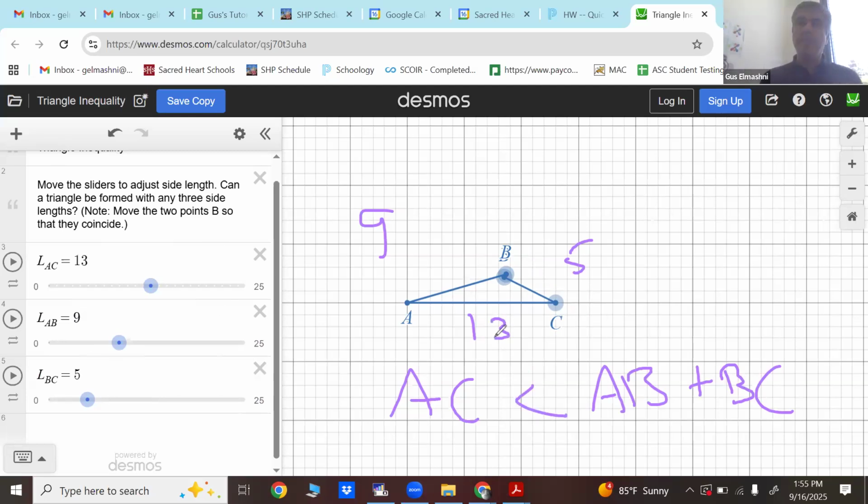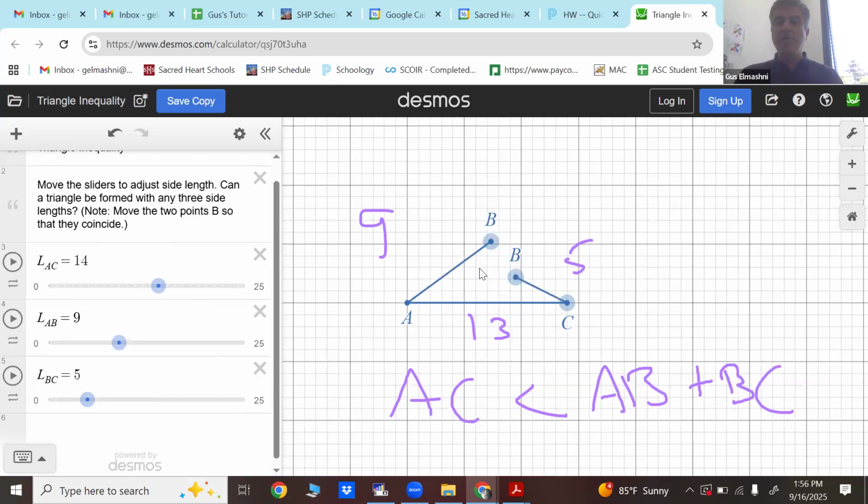You're dealing with an inequality, and in order for the triangle to be legitimate, the long side has to be less than the sum of the two. Go ahead. Great question. It would collapse. Let's say I made that 14. Then I'd have to bring this down. Then they finally link up. But the problem is you have no triangle still. It's just a line.